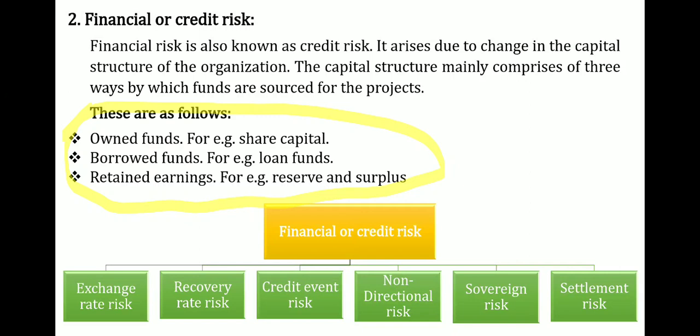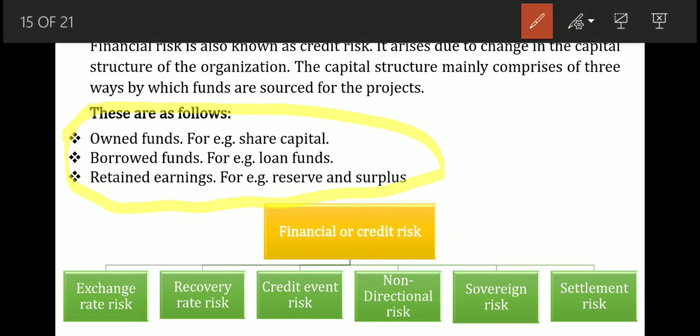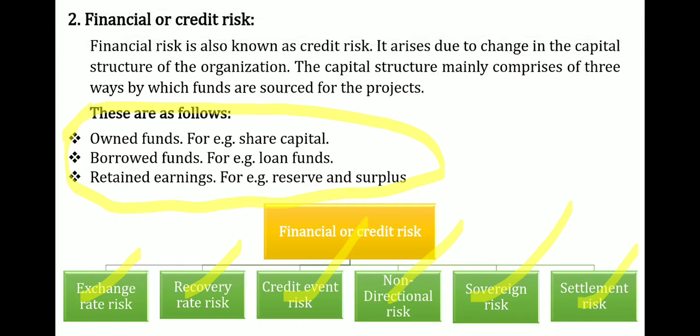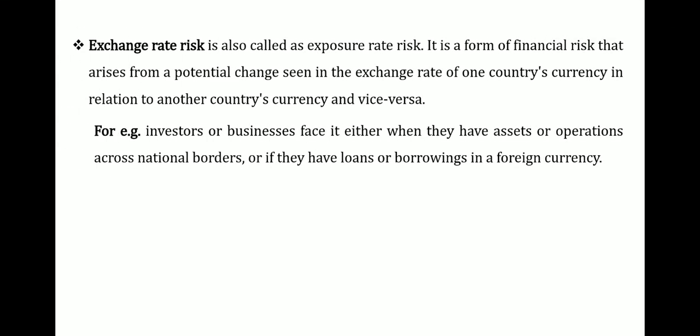And next, financial risk or credit risk subtypes. So in financial or credit risk, we have 6 types. One is exchange rate risk. Second is recovery rate risk. Third, credit event risk. And next, non-directional risk. And next, sovereign risk. And lastly, settlement risk. So these are the subtypes under financial or credit risk. Let me explain one by one.